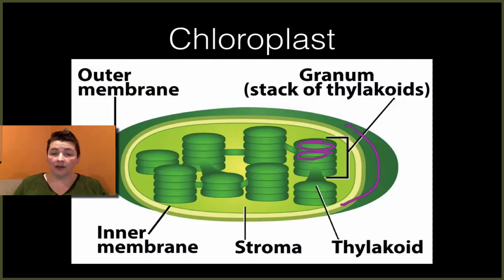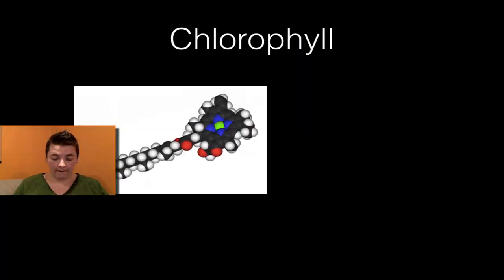A stack of thylakoids is called a granum, and grana is plural. Grana is several granum. The area surrounding the thylakoids or the grana is called the stroma. This is analogous to the matrix of the mitochondria.